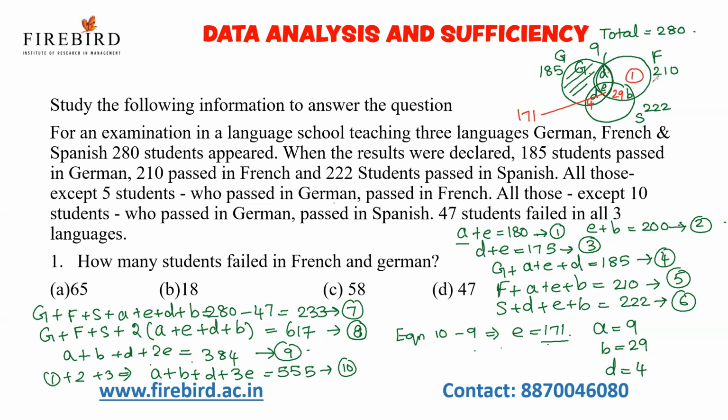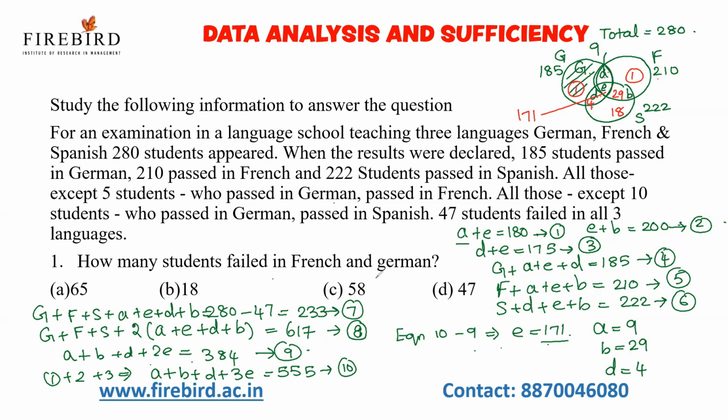And here, the students who passed in French only is only one student. And similarly, 185 minus 9 minus 171 minus 4 will give the value as 1. The students who passed in German only is 1. And the students who passed in Spanish alone is 8. Okay. Now go to the question.